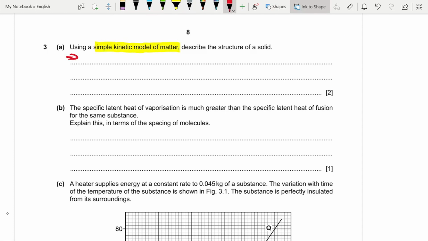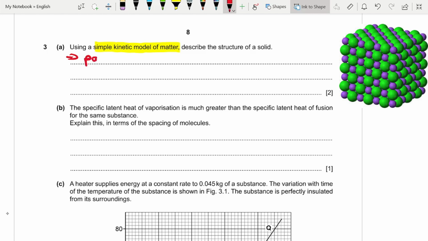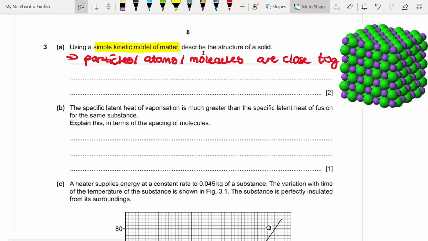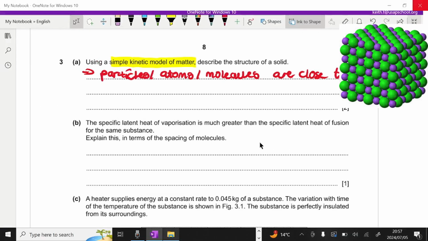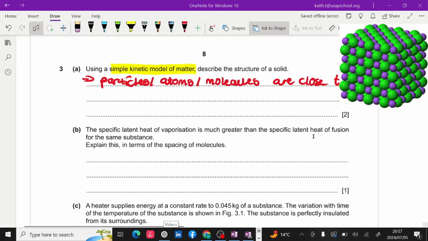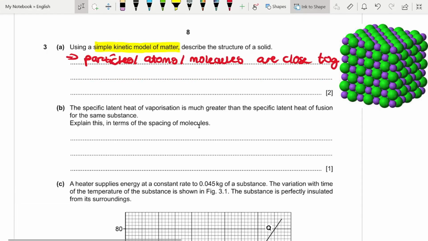So one of the things that we're going to say is that the particles, this can be particles, this can be atoms, this can be molecules, are close together. Very important for you to be thinking of that. The particles, molecules, or atoms are closer together. Then another point is that they vibrate about a fixed position.